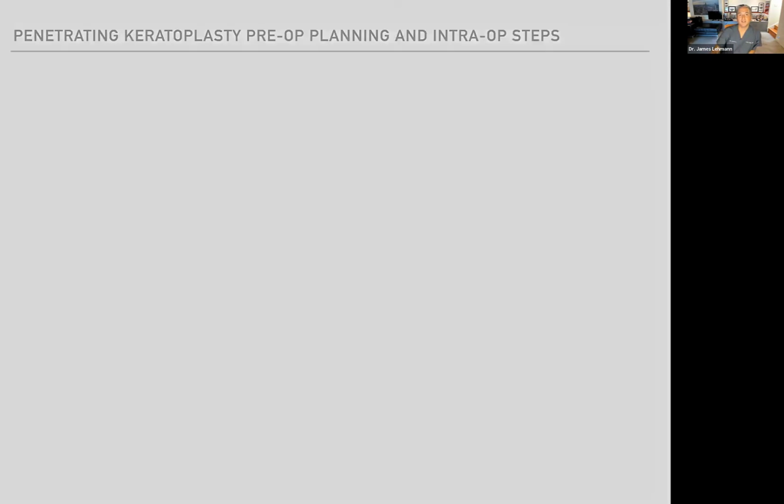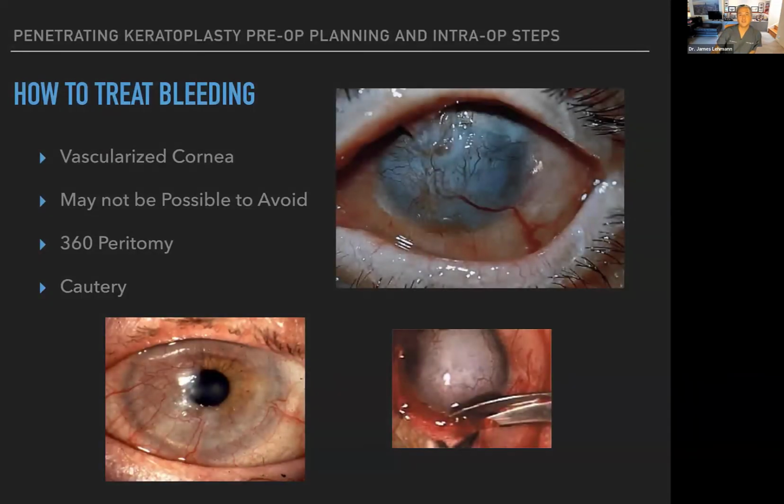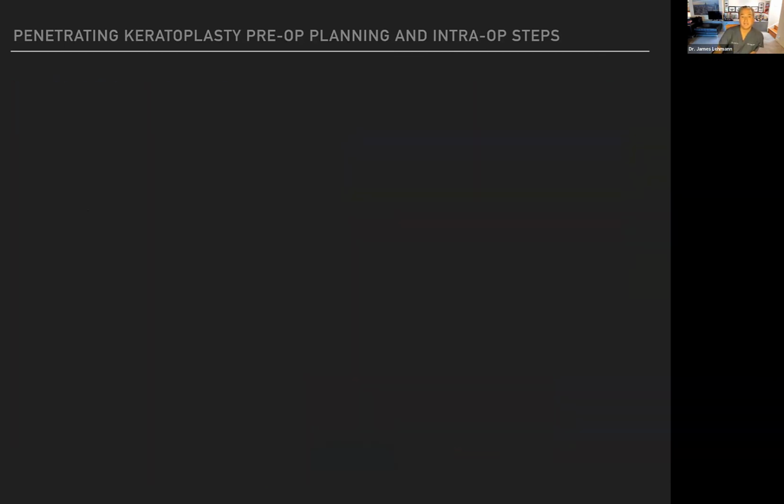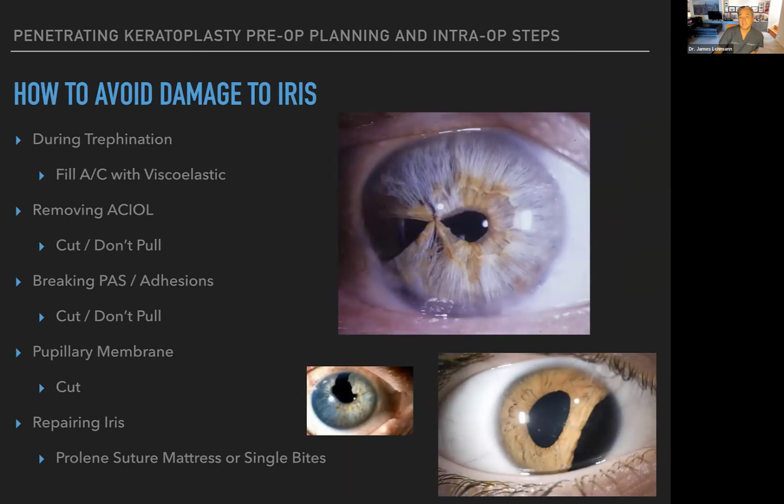Okay, we covered that. And then how to treat bleeding in a vascularized cornea. It may not be possible to avoid. You can put preoperative brimonidine or niacin, that's helpful. You do a 360 peritomy and can do cautery prior to the trephination. That's another option. How do you avoid damage to the iris? Well, you got to be gentle. You don't want to enter the anterior chamber aggressively. At the first sign of any aqueous, you pull off the trephine.